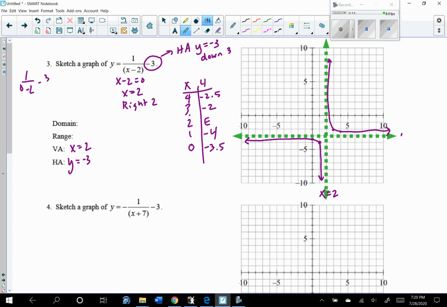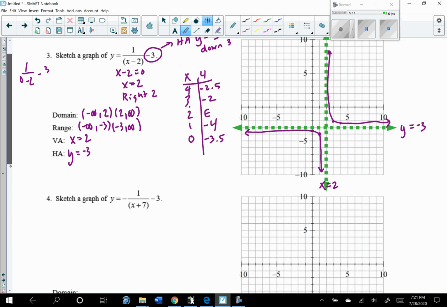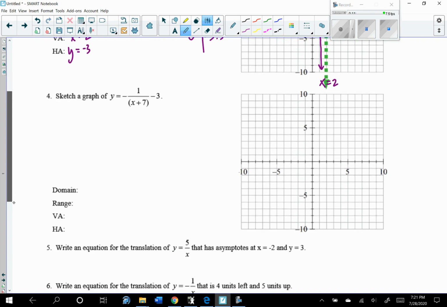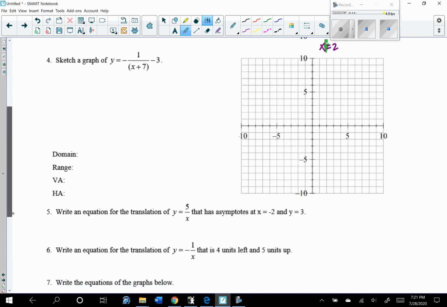So this was at y equals negative 3. And the domain of this would be negative infinity to 2, union 2 to infinity, all real numbers but the asymptote at 2. And the range is all real numbers but negative 3, so negative infinity to negative 3, union negative 3 to infinity. So that's it for this graph. Go ahead and do the next one on your own, and when you're finished, we'll check the work. So go ahead and pause it.